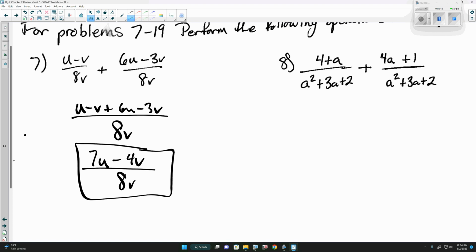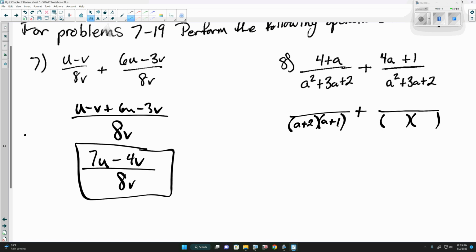Questions about number 8? So, the denominators are already the same. Yes, and we can factor them. Now, we can factor them now, or we can wait to the end. We're going to have to factor them eventually. So we can go on and factor them now. a plus 2 and a plus 1. Because our signs are the same, match sign of the middle term.